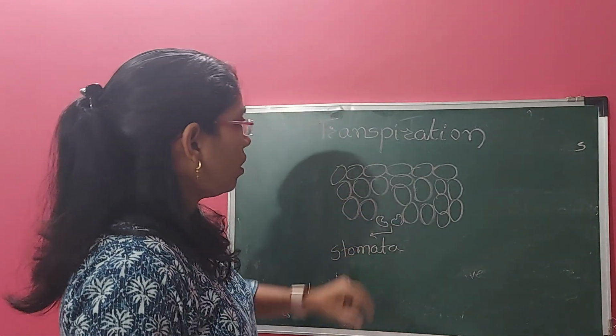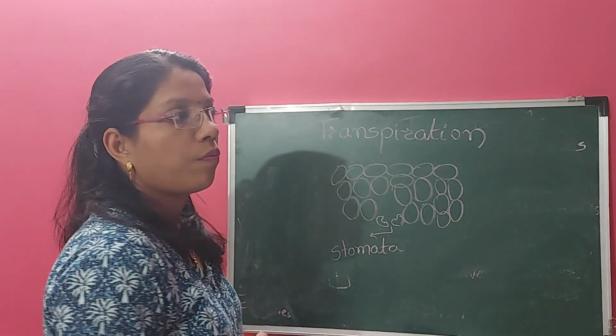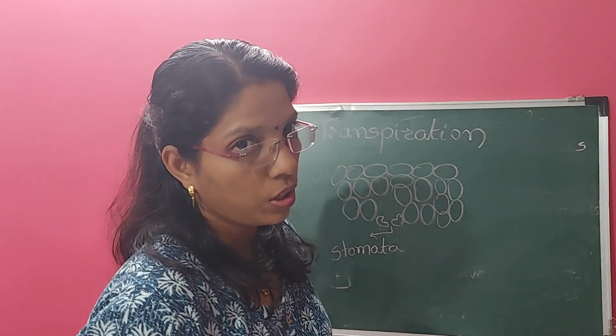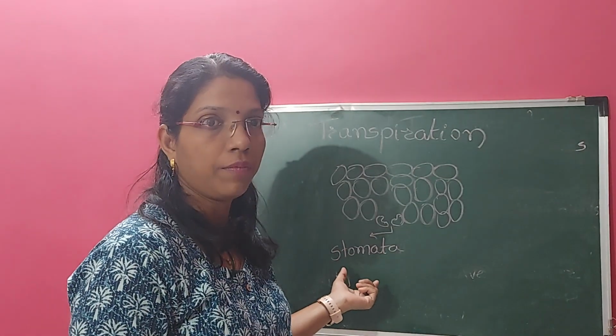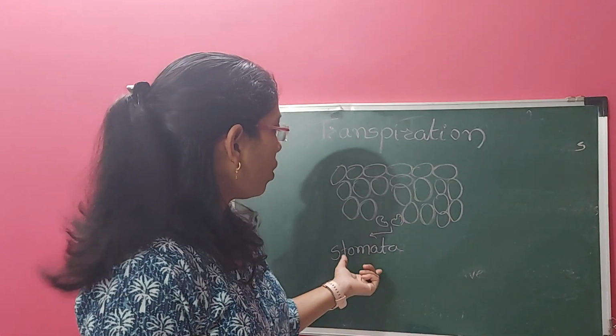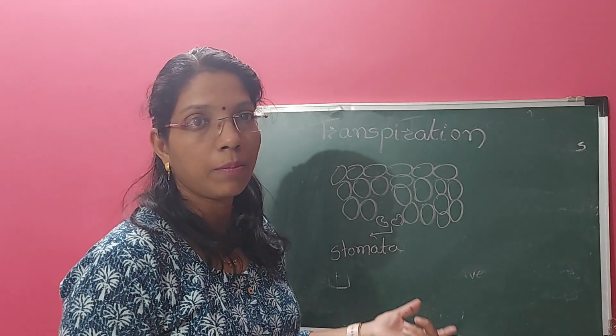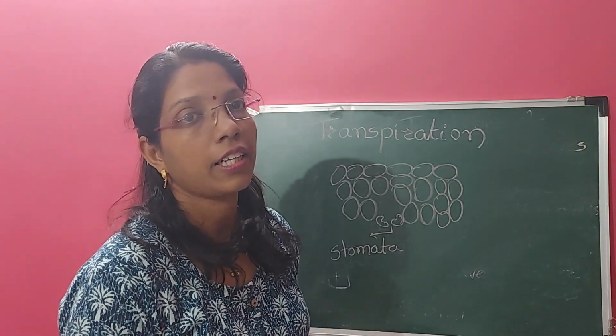Transpiration is the process in which water is removed in the form of vapor through the stomata, which are the openings present on the leaves of the plant, and that is called transpiration.